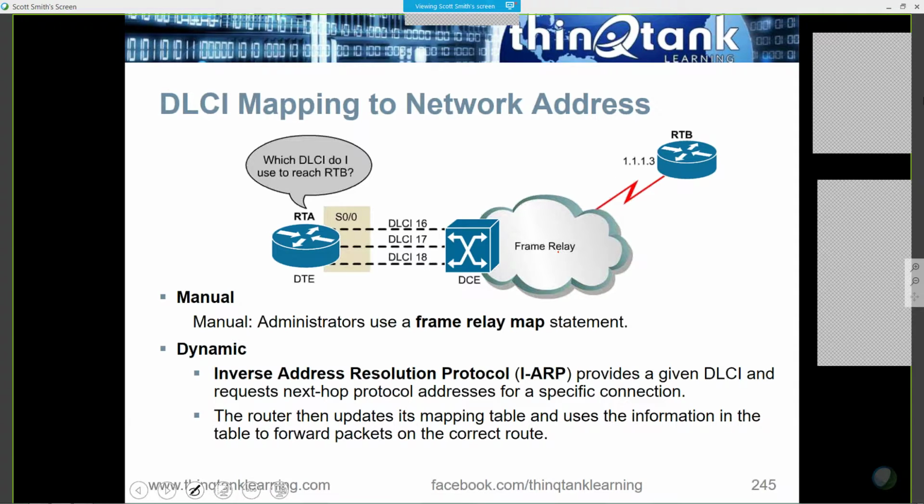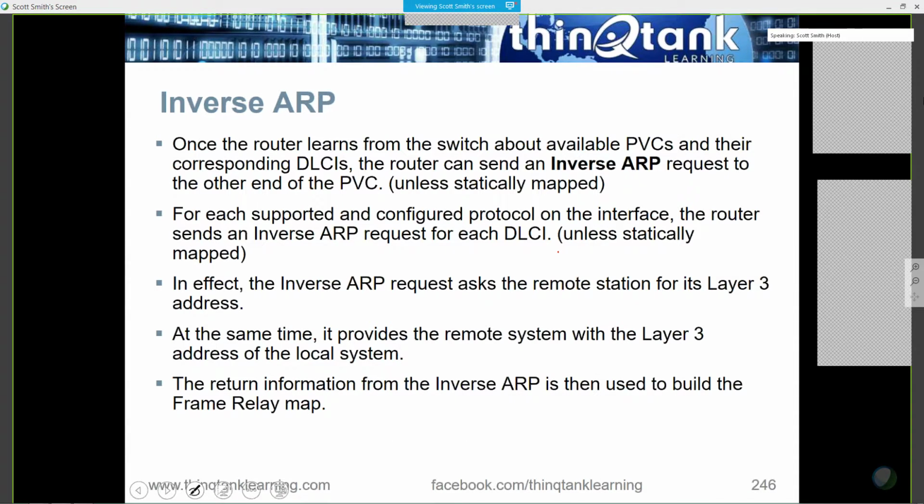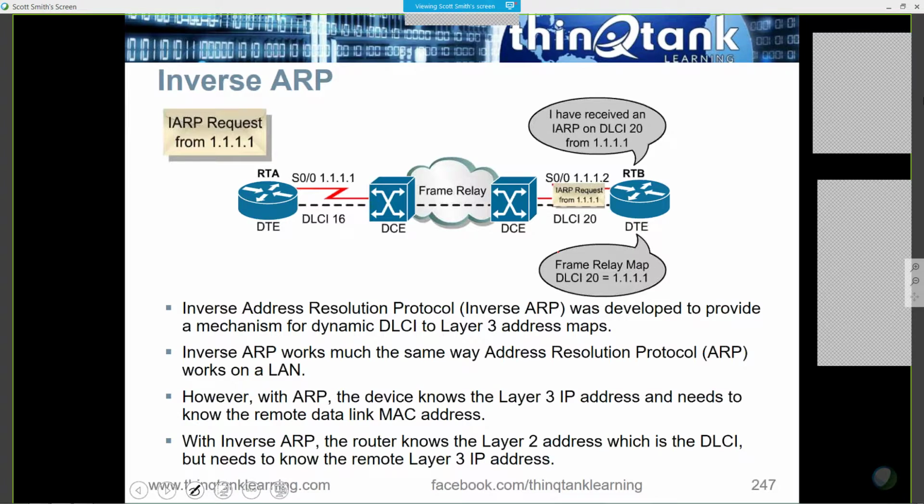Those maps can be configured manually, or they can be discovered through the inverse ARP process. Why is it called inverse ARP? What is the goal of ARP? To take a known IP address and discover a layer 2 address. Well, in this case, we know the layer 2 address, that's the DLCI. We have to figure out who's on the other side, that's the IP. So it's the opposite. I don't really want to get into a whole lot of detail with inverse ARP, but it's not that important.